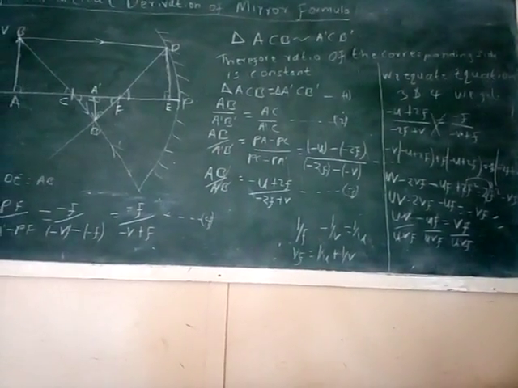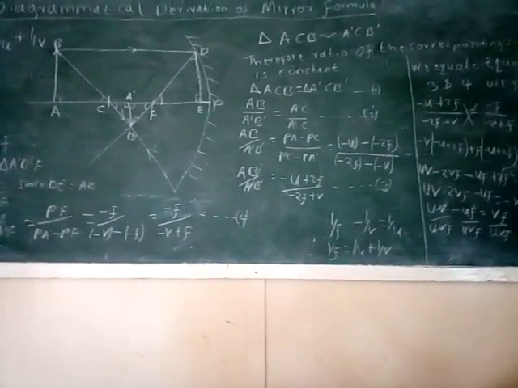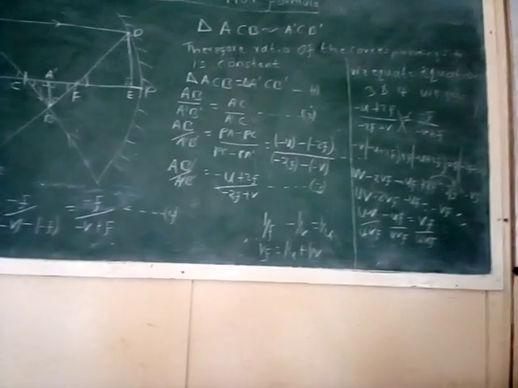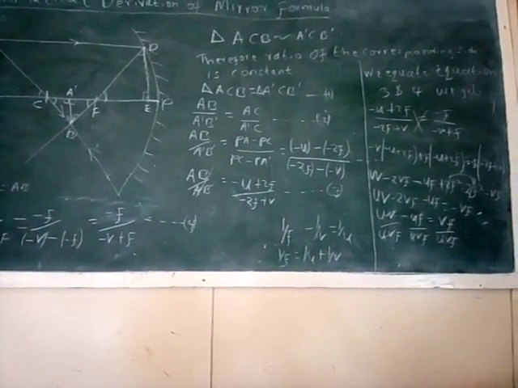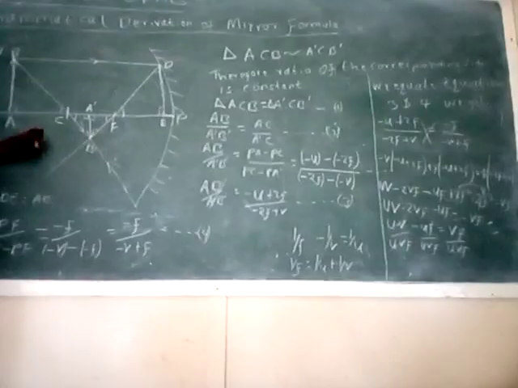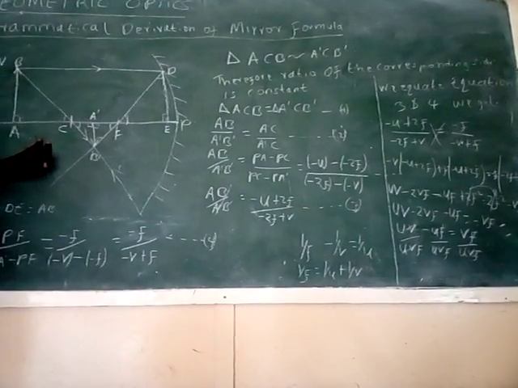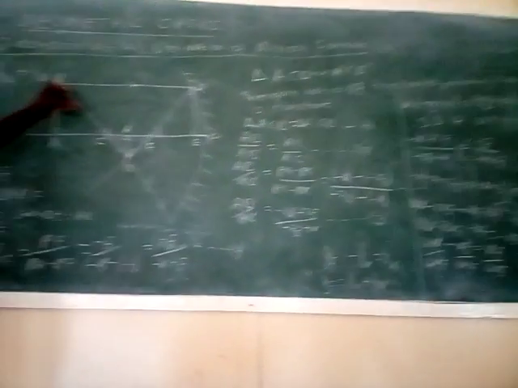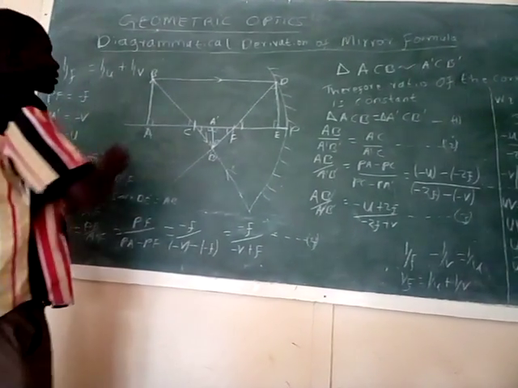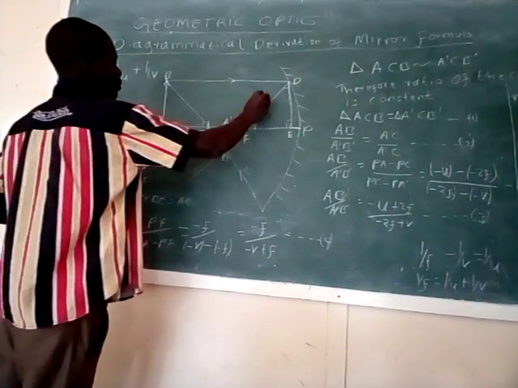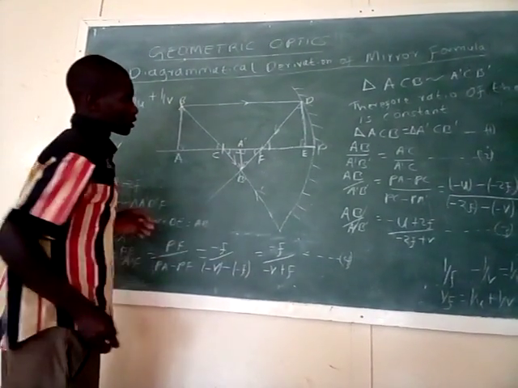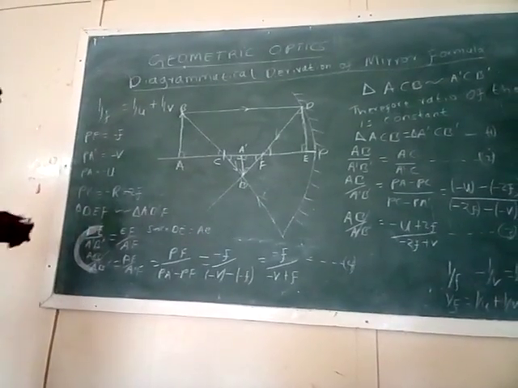So we agreed that we are going to look at the three derivations. The first one is the mirror formula. In this one, it only depends on how you draw your diagram, because there are different ways of drawing diagrams. For this case, we decided to use a concave mirror and a ray of light parallel to the principal axis, which is reflected back passing through F, and this one from the object directly to C. And you can also use any other diagram.